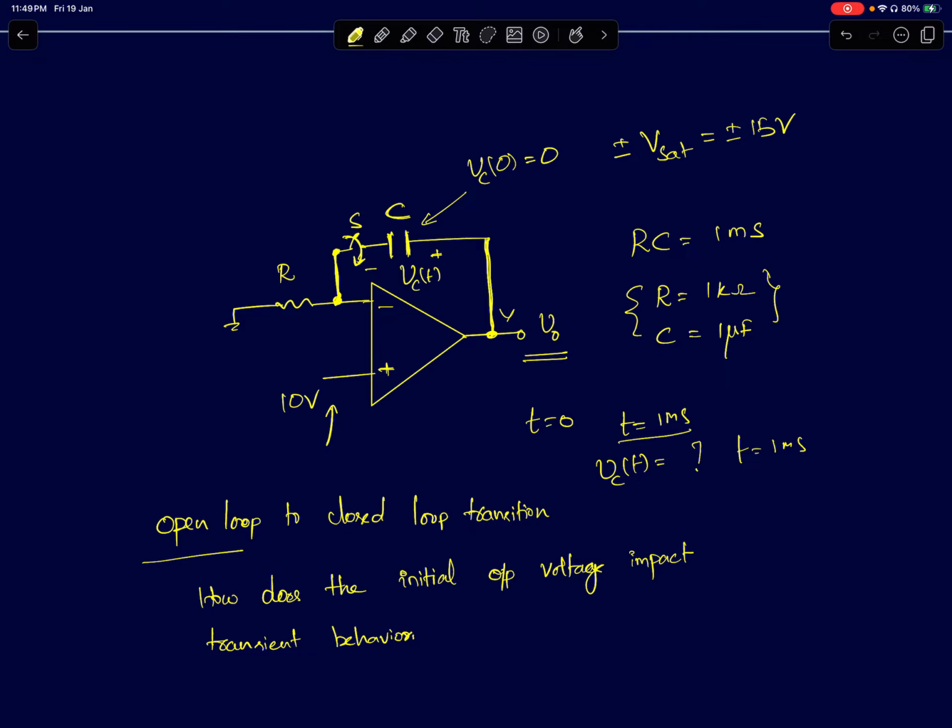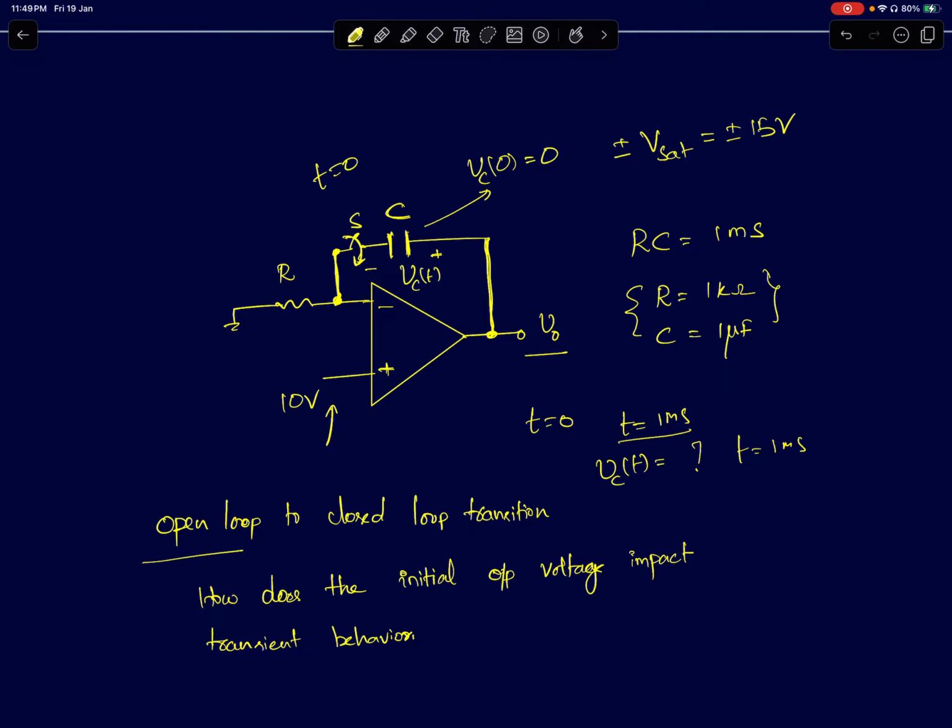So the circuit shown here is a non-inverting integrator. You have a capacitor in the feedback path through a switch. So the switch is open, the op amp is in open loop mode, and at t equal to 0, it's assumed that the switch is closed. And it's also given that the initial charge across the cap is 0. So no charge is stored across the capacitor.